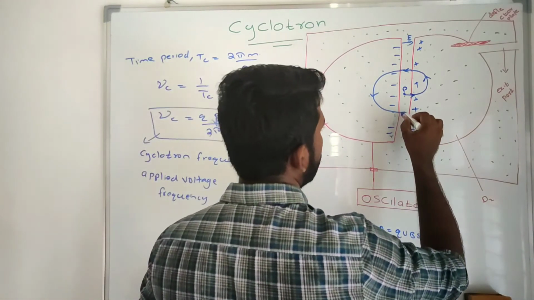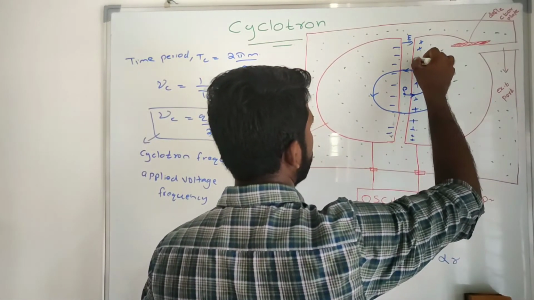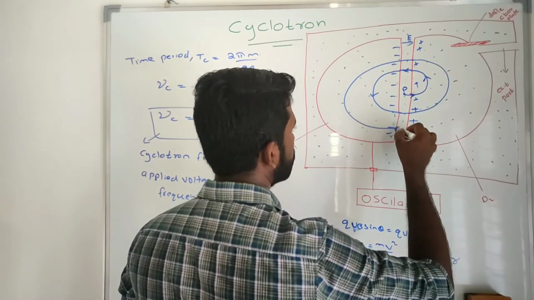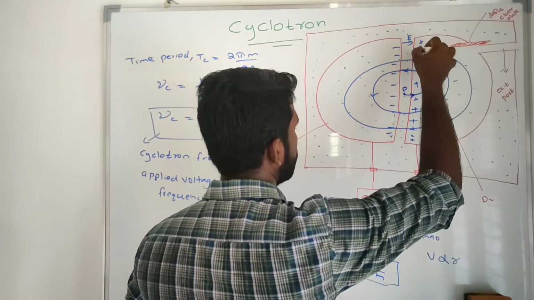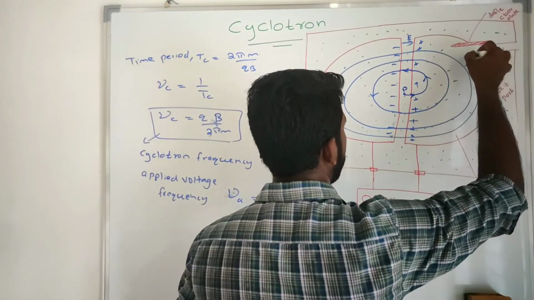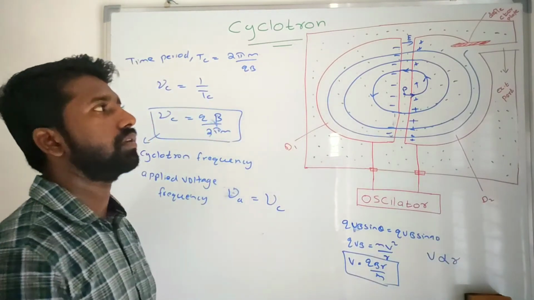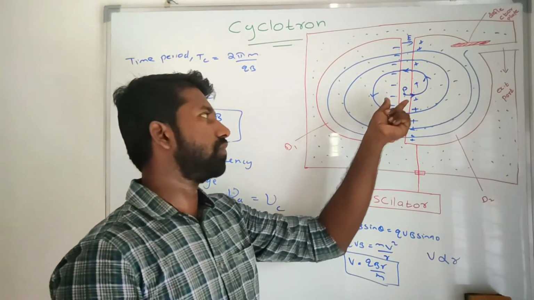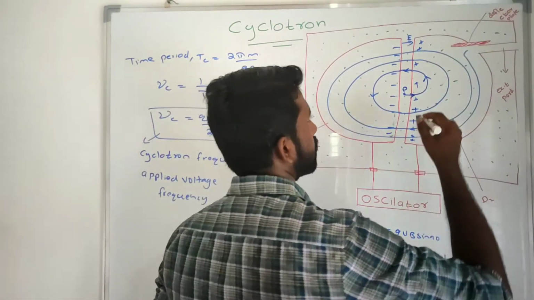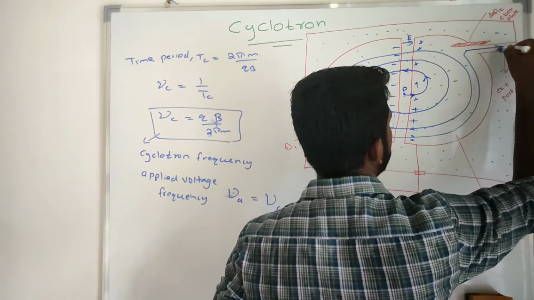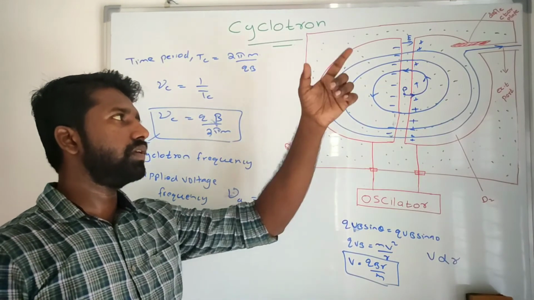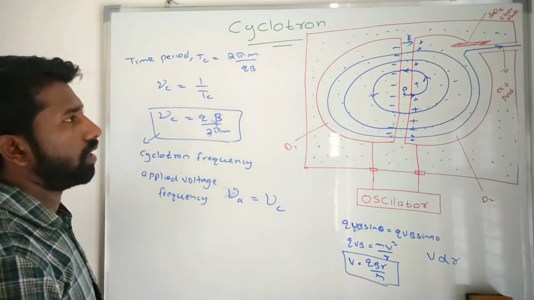Okay. So this charged particle will keep revolving, and each time it crosses between the D's, it is accelerated. And when it is accelerated, the radius will change. Okay. This is what happens. What is meant by the deflector plate? If it is a positive charge, there will be a negative plate. So it will be attracted towards it, and the charged particle comes out through this. That is the exit port.